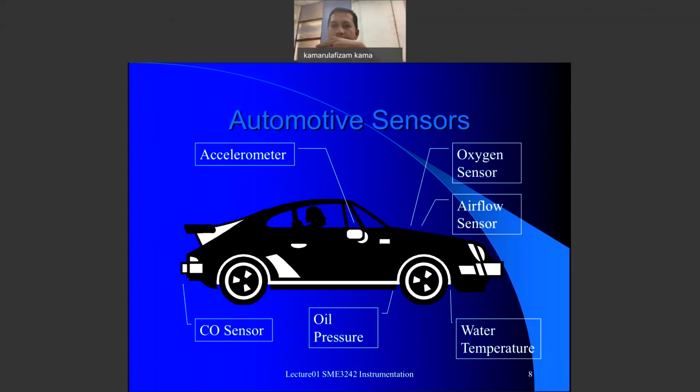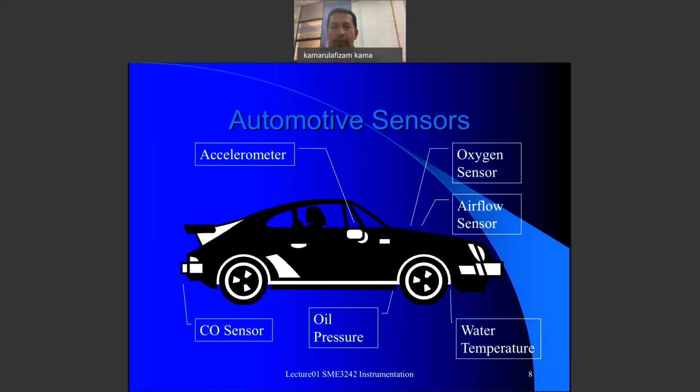So for example, you can find systems of measurement and instruments in many applications. For example, here in automotive, you can have an oxygen sensor, an airflow sensor, and a water temperature sensor to measure the coolant temperature.